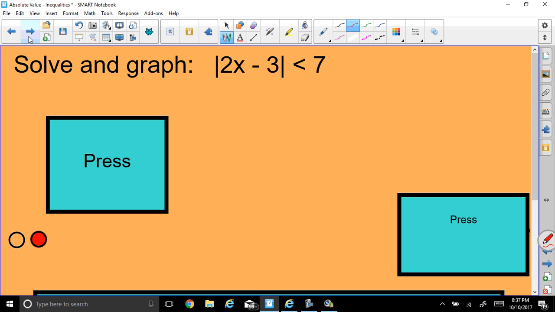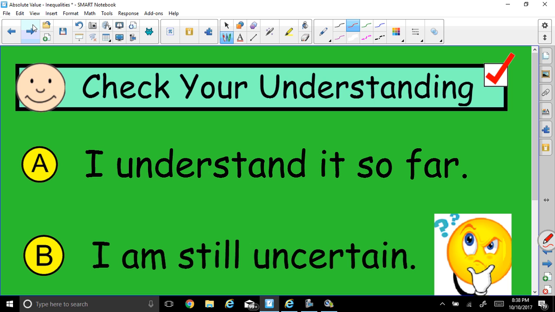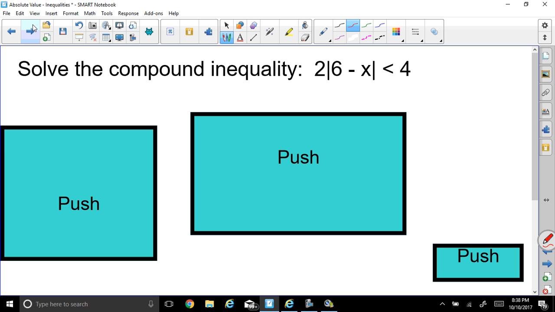Here's a question for you to try. Remember the same process. Isolate the absolute value, make one positive with the same symbol, then on the other one, reverse the symbol and make it negative and solve. See if you get it. Check your understanding, watch the video if you need to, bring your questions to class and we'll be glad to answer them.